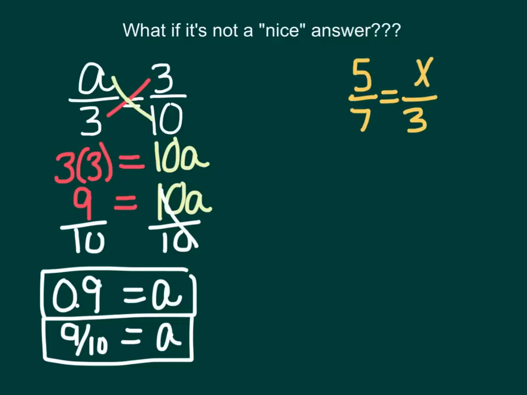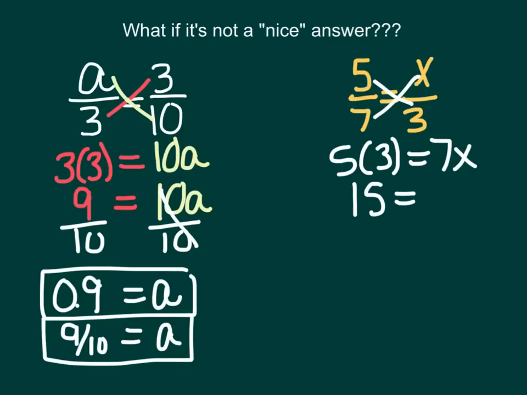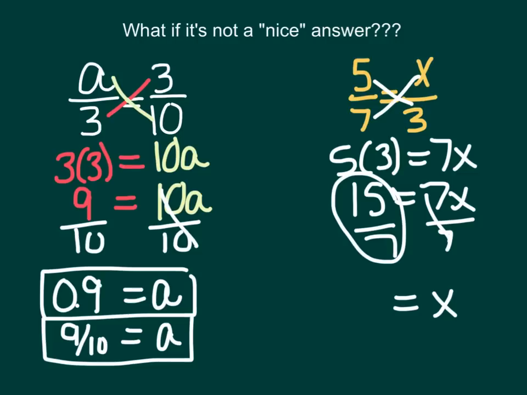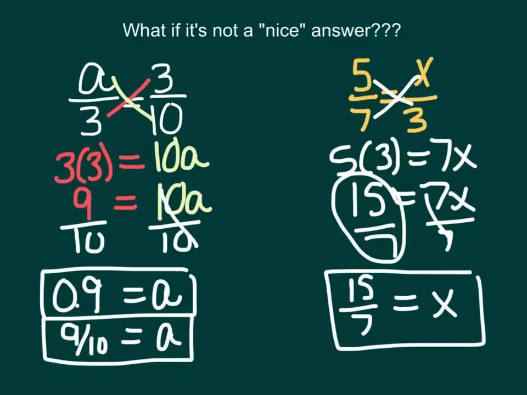If I try the one on the right, I do 5 times 3 equals 7x. And I have 15 equals 7x. And if I do that, I'm going to get a number that, you can check it on your calculator if you want, it's going to be 2.142857143. It keeps going. We don't want to write that down. So what we can do is we'll just write x equals, and again, I can leave this right here, 15 over 7, which is the same as 15/7.